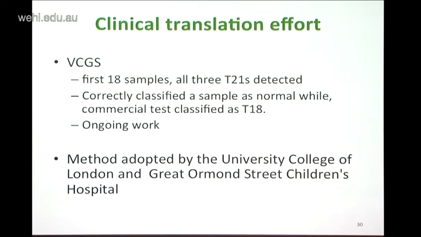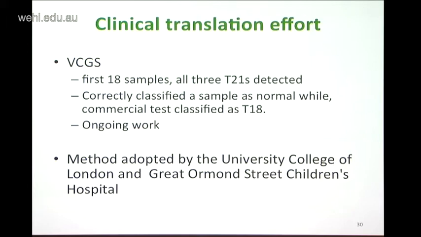Because we ran this pilot study with a relatively small number of samples, BCGS wanted to test this on a larger cohort. They were already recruiting samples from pregnant women who wanted to have the NIPT test done. But what they were doing was taking one blood sample and sending it off to the US, and taking another blood sample and running it through our local pipeline.